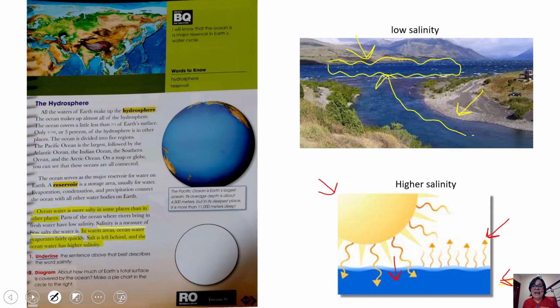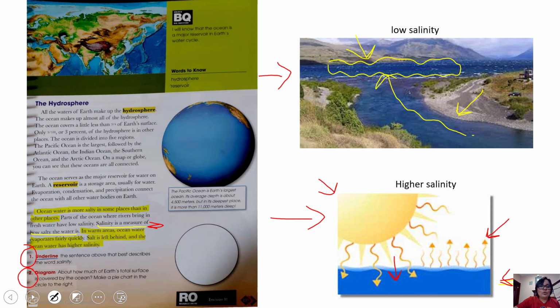The same happens, guys, with the ocean. When water evaporates, it goes without the salt. So the water that remains in the ocean is going to be saltier with higher salinity. So we have here low salinity because of the river, fresh water, and higher salinity because of evaporation, and the salt is left in the ocean. So guys, in number 1, we already did it because it says that you have to underline what best describes the word salinity, and we already have it in here. So number 1 is done for you.